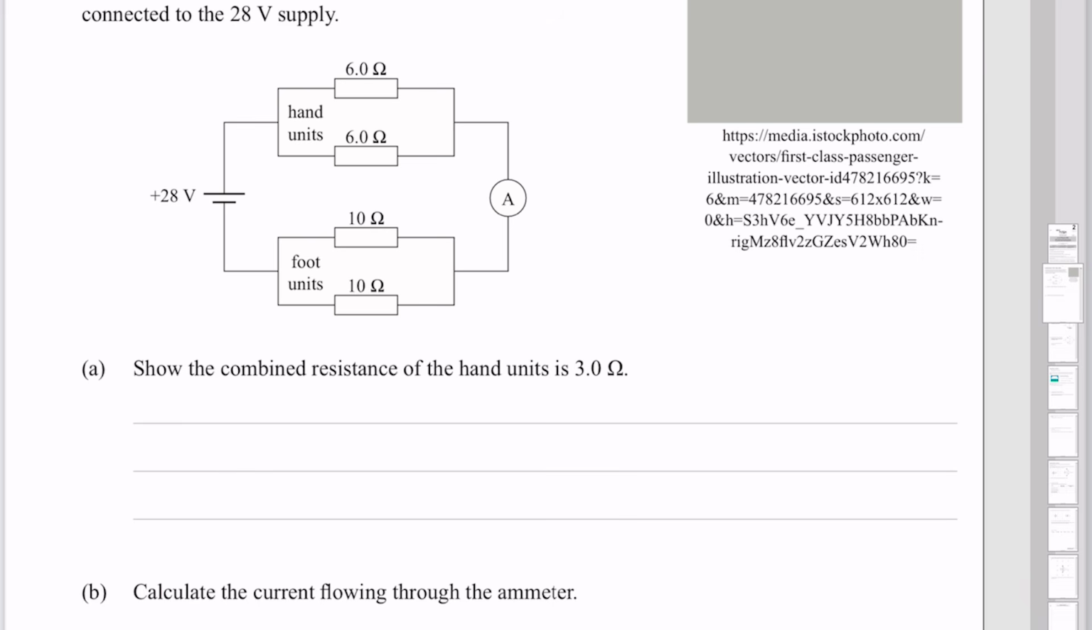In this case we of course have 2 resistors in parallel, which means we need to use this equation here, which states that 1 over our total resistance is the sum of the 1 over resistances. In this case, our 1 over total resistance is 1 over our 6 ohms here, plus 1 over our 6 ohms here. To solve this equation, we can flip both sides, which indeed gives us 3 ohms.